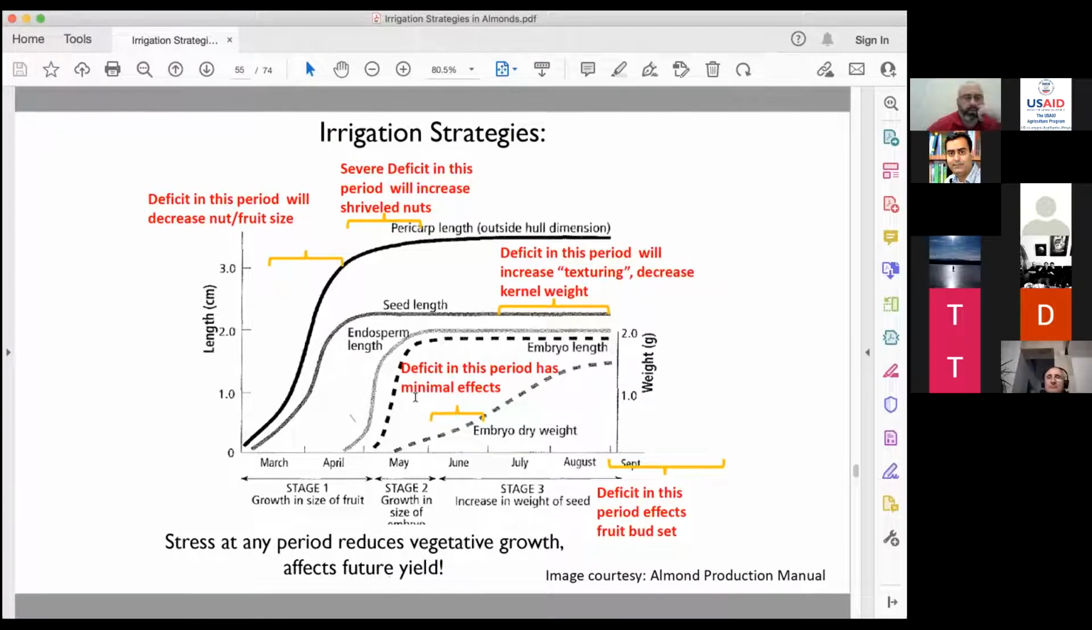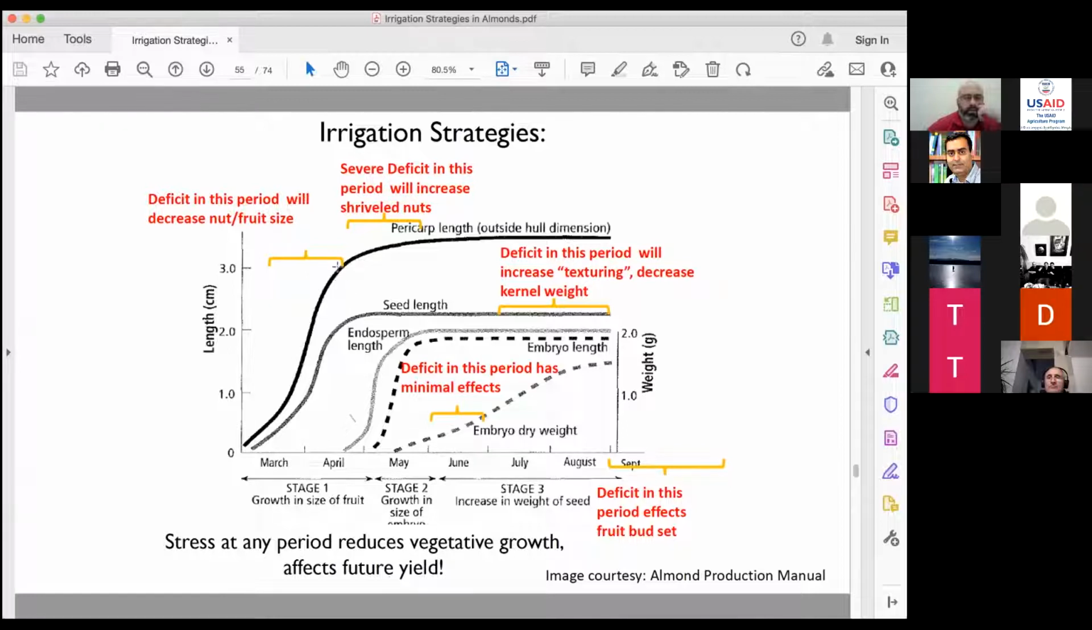In normal orchard conditions, we only pay attention to these two: the overall nut size, and the kernel size. They go really parallel to each other. The first two months of nut growth, stage one, are really rapid, and the length increases at a really fast rate. If you apply less water in this period, the nut size will decrease.